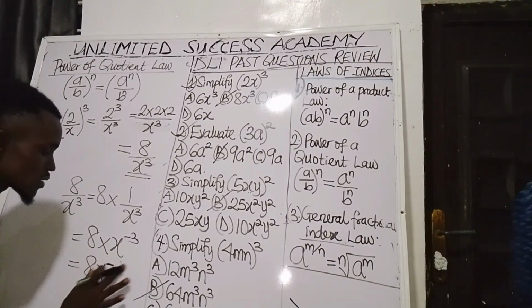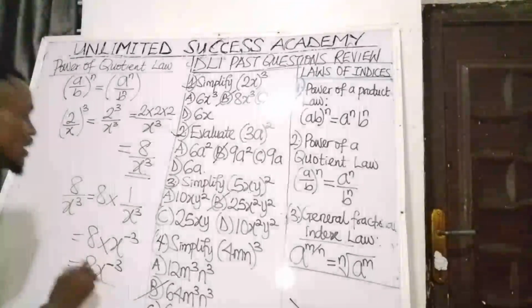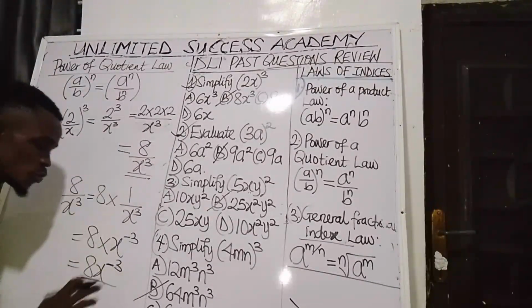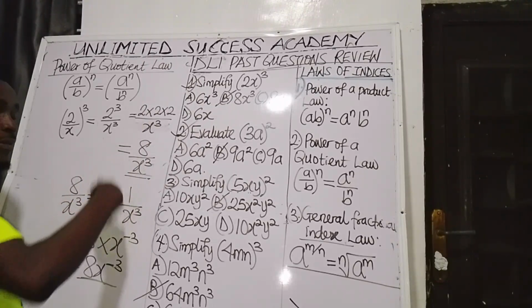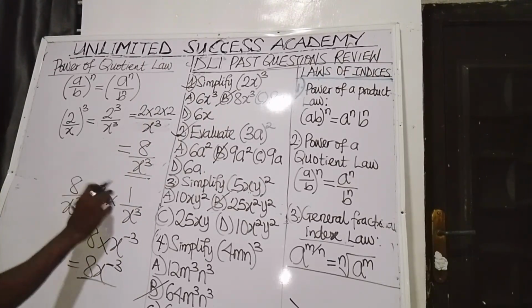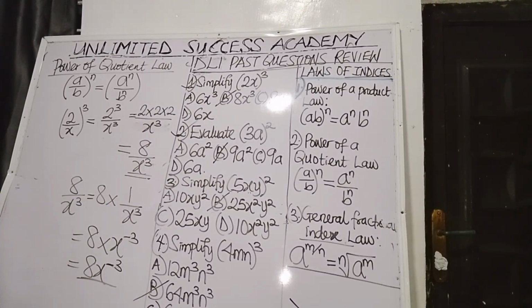So the answer can be placed this way or you place it this way. This is talking about the law of negative index. So you can always go back and watch the video again.